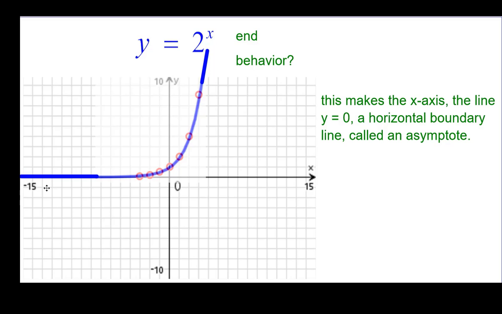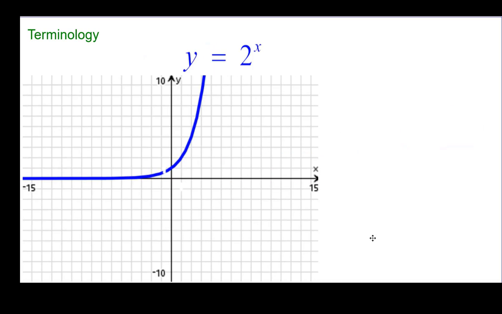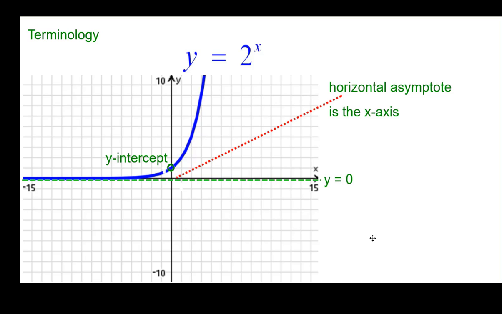This makes the x-axis, the line y equals 0, a horizontal boundary line, which we call an asymptote. And it would look like this. The line y equals 0. Usually we draw it dotted or dashed, which means the curve gets really close to it without touching it. Some terminology. We do have a y-intercept at 0, 1. The horizontal asymptote in this case is the line y equals 0, or the x-axis.